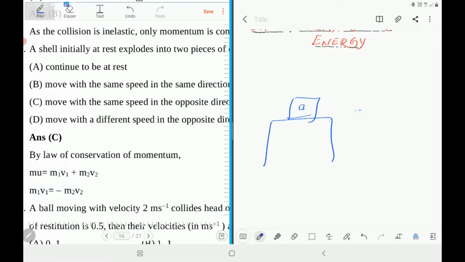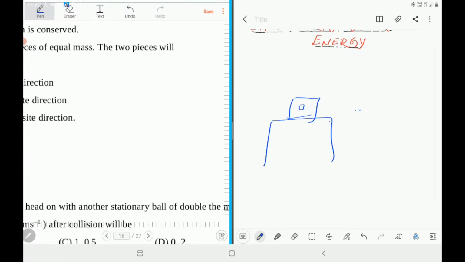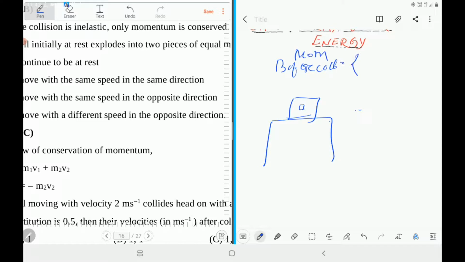Next, a shell initially at rest explodes into two pieces of equal masses. The two pieces will, see, the momentum before collision is equal to the momentum after collision.